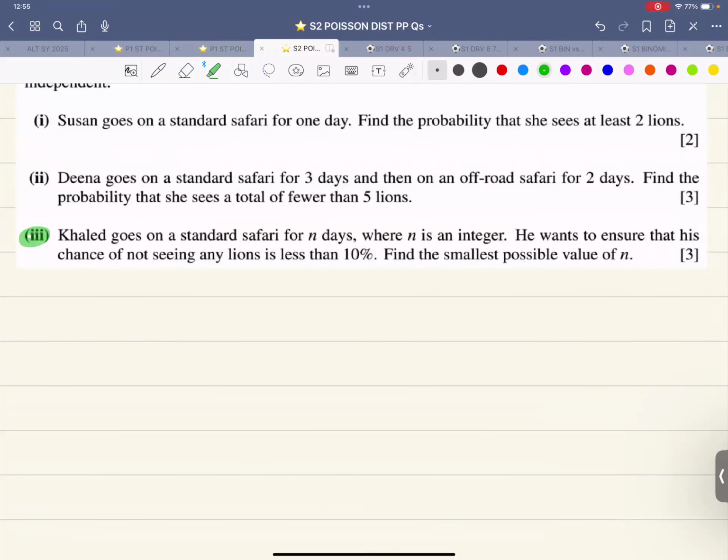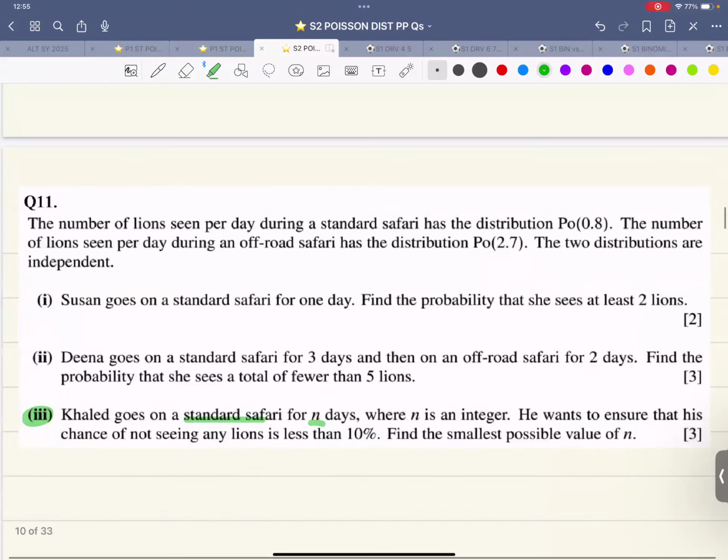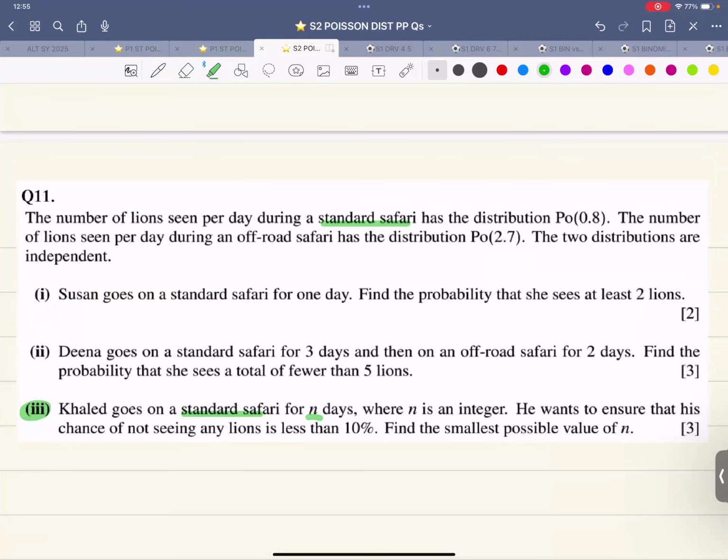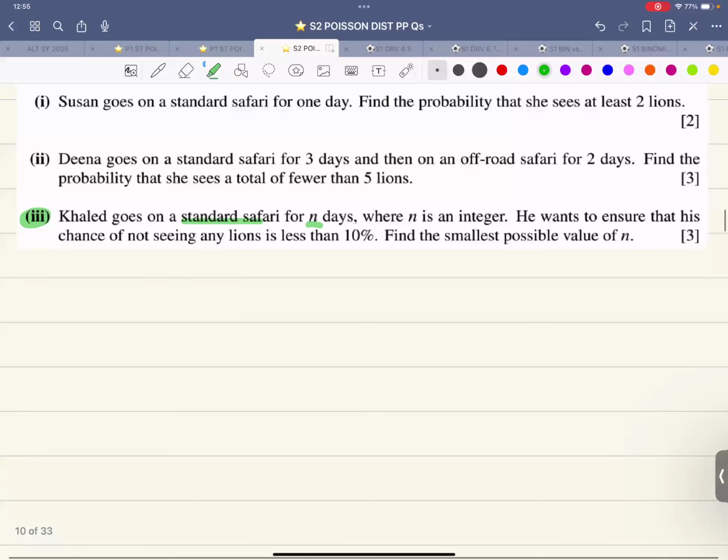It says Khalid goes on a standard safari for n days. Keep in mind, standard safari is this one, that is 0.8 per day, where n is an integer. He wants to ensure that his chance of not seeing any lions is less than 10%. What's the use of going on a safari when you're not interested in seeing a lion? Maybe he wants to ensure that his chance of not seeing one is less than 10%. Find the smallest possible value of n.